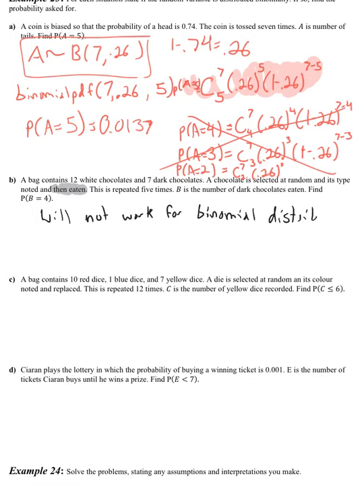Because the odds keep changing every time. It's not an independent event. So this is dependent on what happened last trial. So we cannot use this one. It will not work for binomial distribution, and we can say the trials are not independent. Whenever we see a dependent situation, that's when we know binomial distribution will not work.